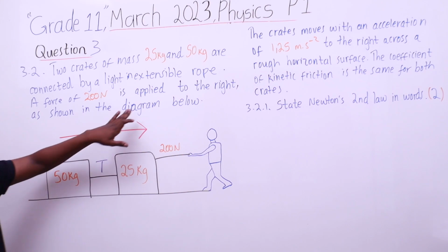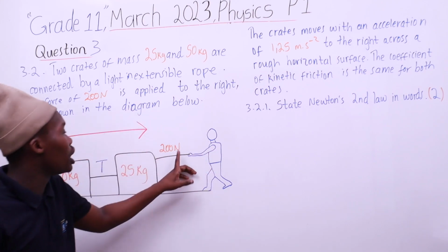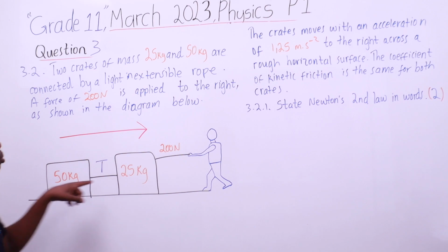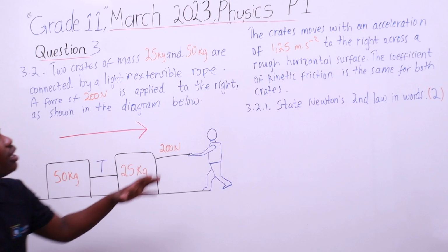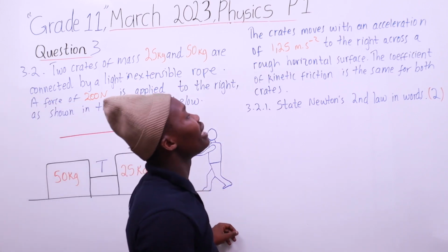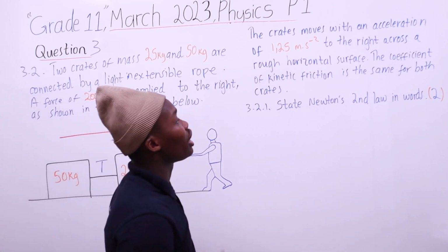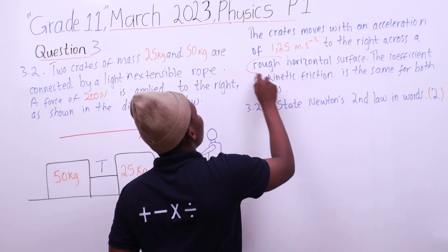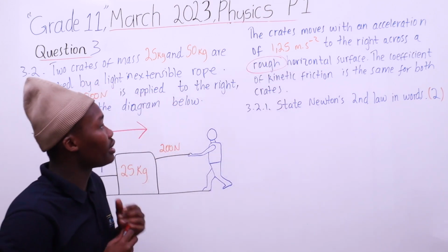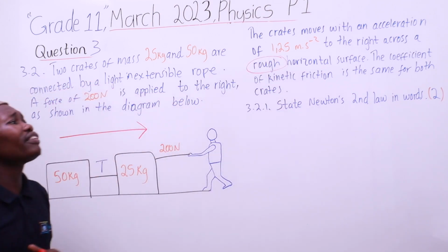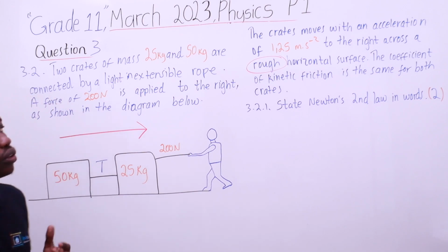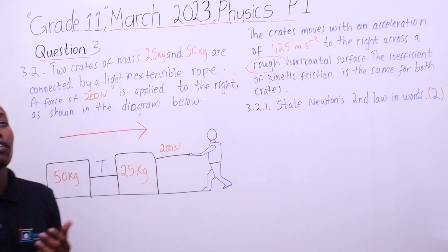A force of 200 newtons is applied to the right, as shown in the diagram below. The crates move with an acceleration of 1.25 meters per second squared to the right across a rough horizontal surface. The coefficient of kinetic friction is the same for both crates.